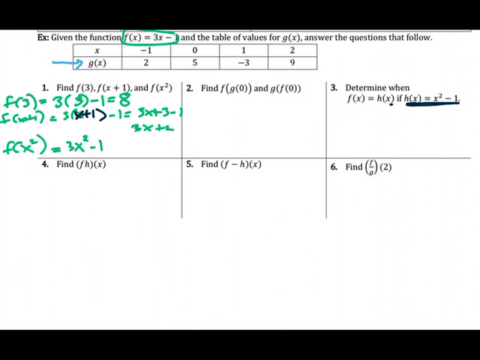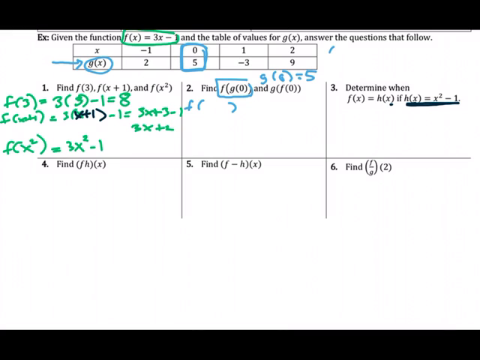For number 2, we're being asked to use the functions g and f. So this is saying f of g of 0. Let's figure out what g of 0 is. G of 0 we're going to find using the table. So here's g of x. We want to know what that is when x is equal to 0. So that's going to come into play right here. G of 0 is 5.